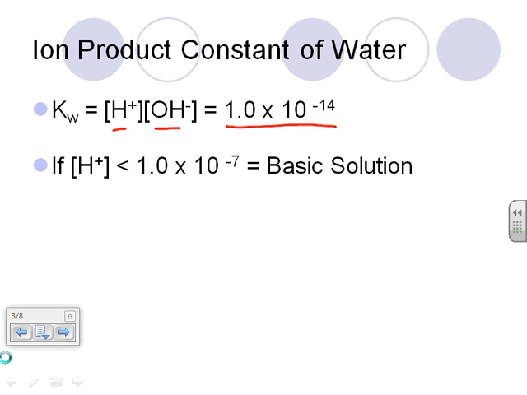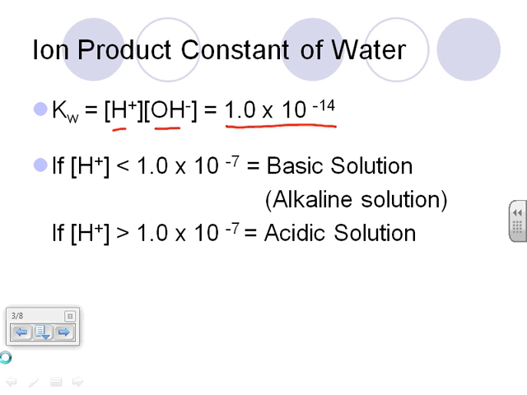If you have a solution of something and the concentration of the H+ ions is less than 1.0 times 10 to the minus 7th, then it is a basic solution, also called an alkaline solution. If it's greater than 1.0 times 10 to the minus 7th, it is called an acidic solution. It's an acid. So the key to remember here is that these concentrations have negative exponents.